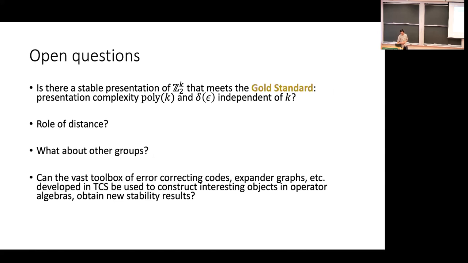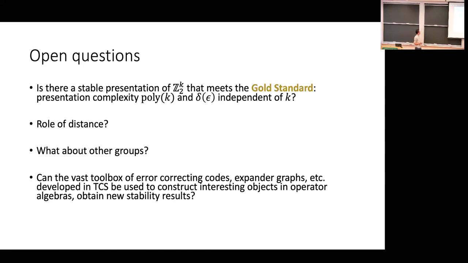Here are some open questions. We got a nice presentation that's efficient and stable, but not with the stability that meets this gold standard I mentioned. So there's still some dependence of this modulus delta on K, and it'd be great to get rid of this dependence. I think the belief is that there doesn't need to be a dependence on K. So it'd be nice to get rid of that.